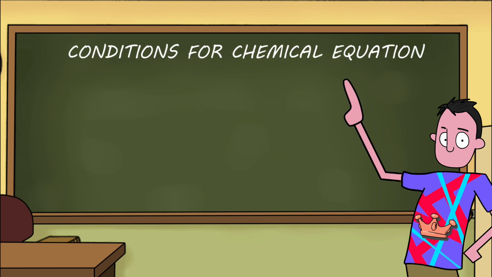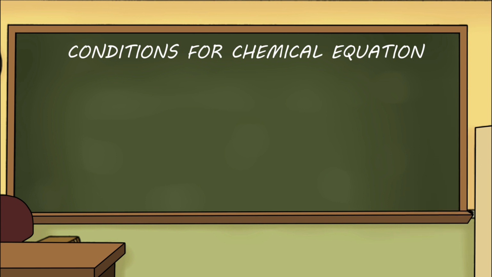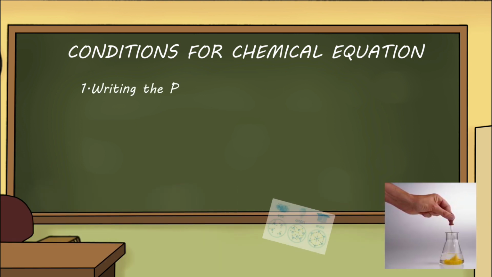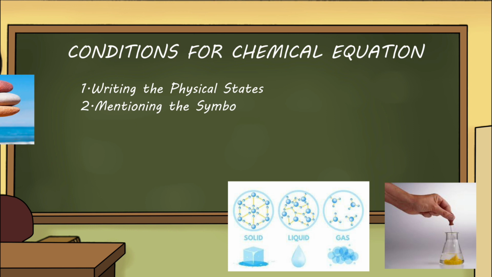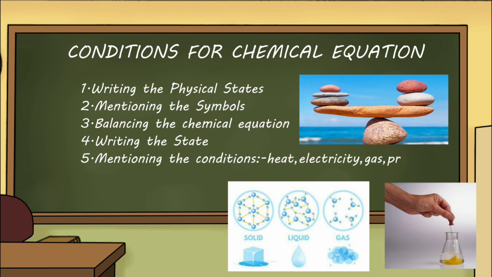There are some proper conditions to write a proper chemical equation. So here they are. Conditions for a chemical equation: writing the physical states, mentioning the symbols, balancing the chemical equation, writing the state, and mentioning the conditions like heat, electricity, gas, and precipitate.